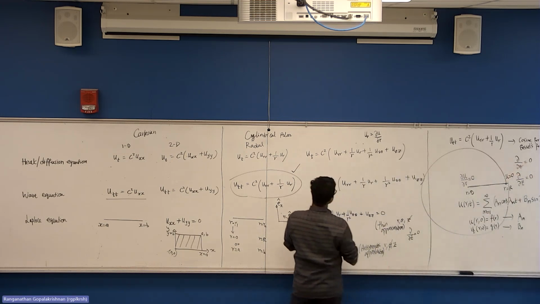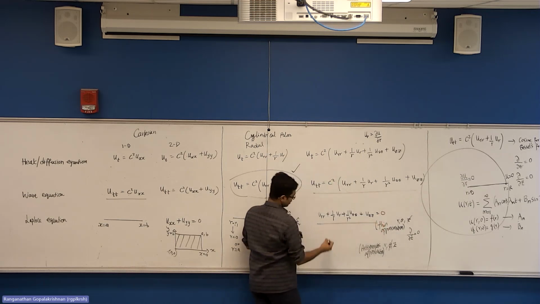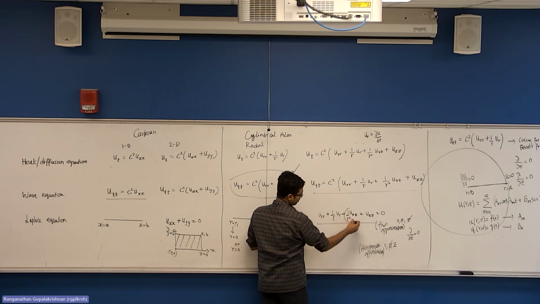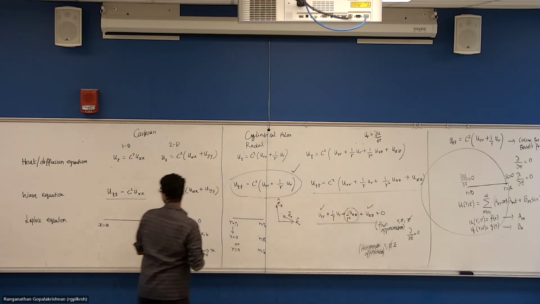Suppose you consider this equation, or this one for that matter, instead of worrying about the angular dependence, you want to consider both radial and axial dependence.